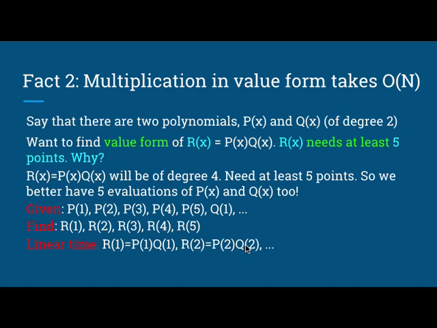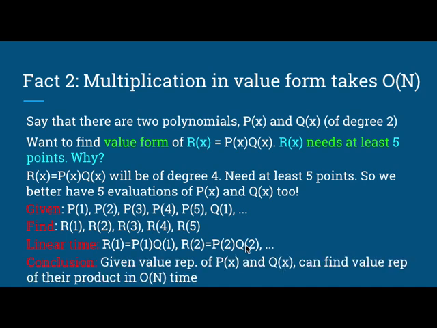Okay, all right. So the conclusion now. So all of my slides are based something like this. They have a lot of conclusions, and you should keep them in the back of your mind, but I'll remind you as we need them. So our conclusion here is, given the value form representation of p of x and q of x, we can find the value form representation of their product in O of n time. That's the conclusion. Conclusion number 1 of the day, okay?